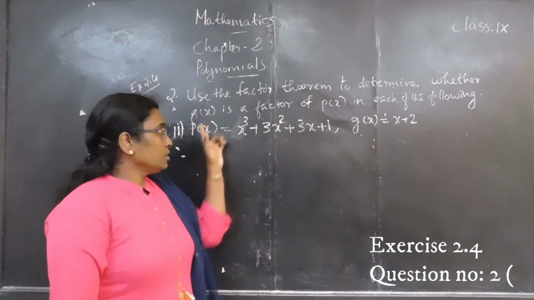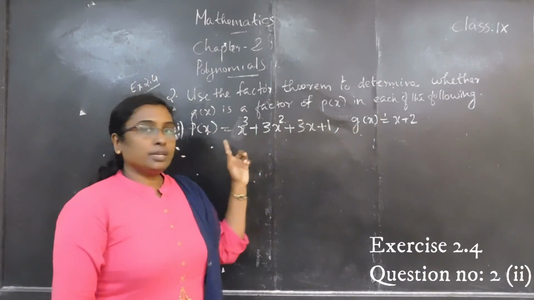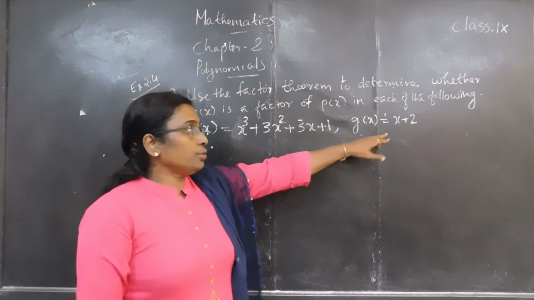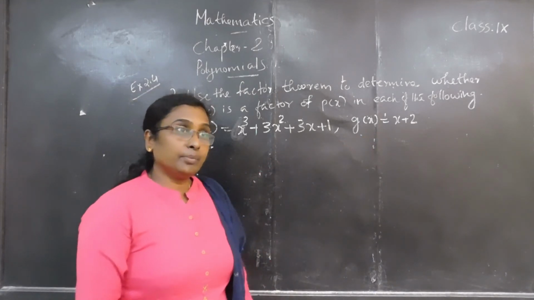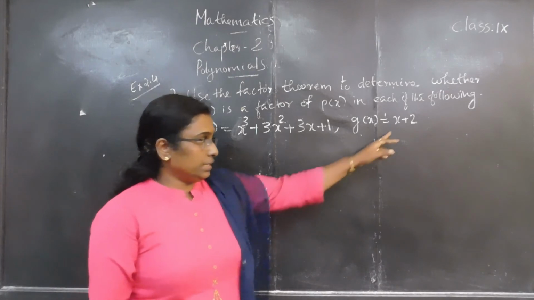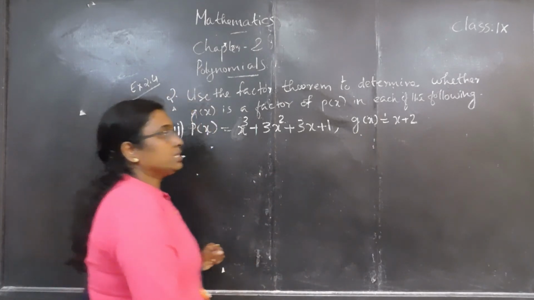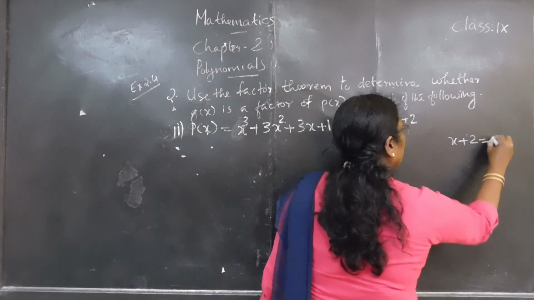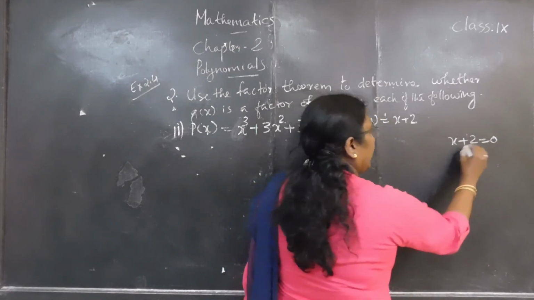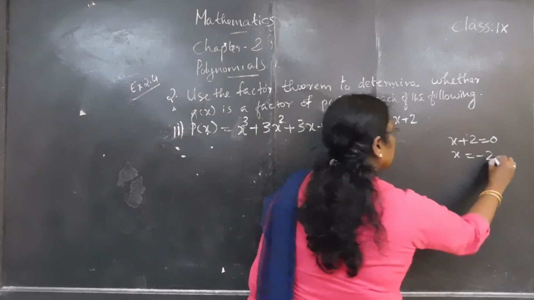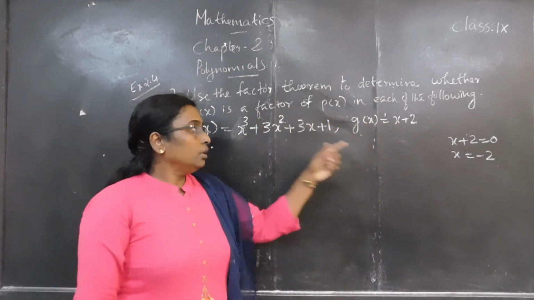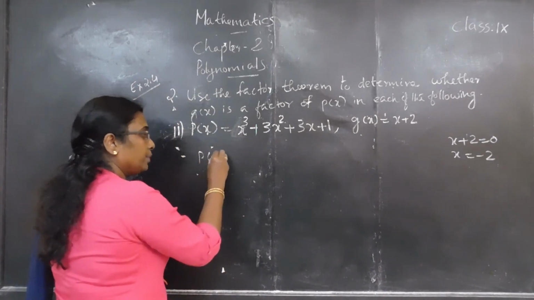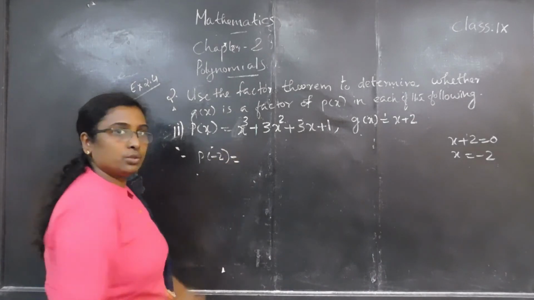The second part of the second question is to check whether g(x) is a factor of p(x). Here g(x) is x plus 2. In order to check this, we find the remainder first. If the remainder is 0, we can say that this is a factor. Here the zero of x plus 2 is minus 2. Setting x plus 2 equal to 0, we get x equal to minus 2. So, the remainder is p of minus 2, obtained by substituting minus 2 in place of x in this polynomial.